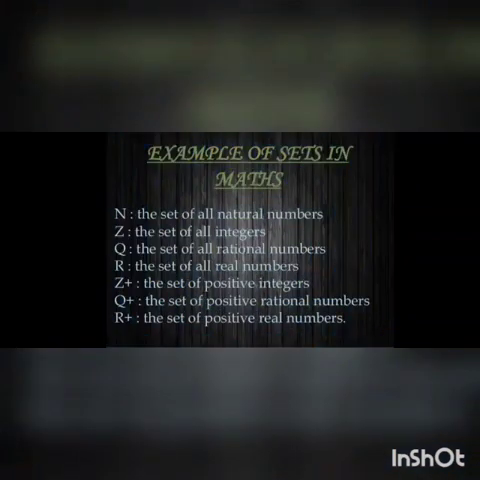Examples of sets in maths. The set of all natural numbers is denoted by N. The set of all integers is denoted by Z. The set of all rational numbers is denoted by Q. The set of all real numbers is denoted by R. The set of positive integers is denoted by Z positive. The set of positive rational numbers is denoted by Q positive. The set of positive real numbers is denoted by R positive.